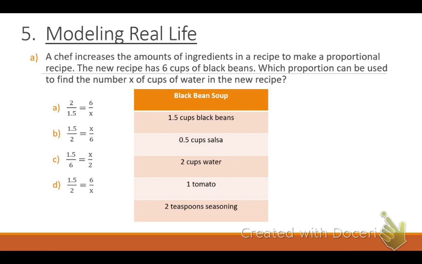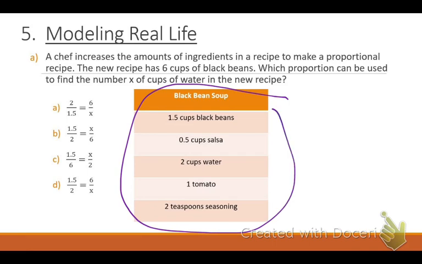Yes. Okay. A chef increases the amounts of ingredients in a recipe to make a proportional recipe. We talked about this. As soon as we find the value of the ratio, we can scale it. We talked about it with the cups of flour and the flubber. I think it was flubber in that example. You guys remember that? Is that kind of ringing a bell? So as soon as we know the scale or the value of the ratio, we can make it bigger. That's what's happening here. This is the part that may not be fully clear.